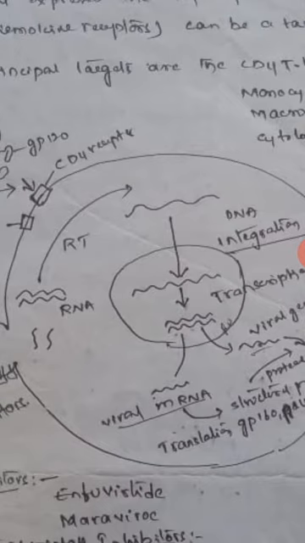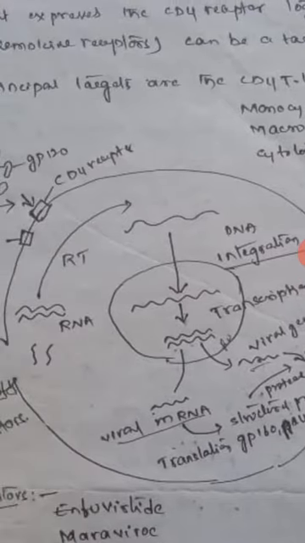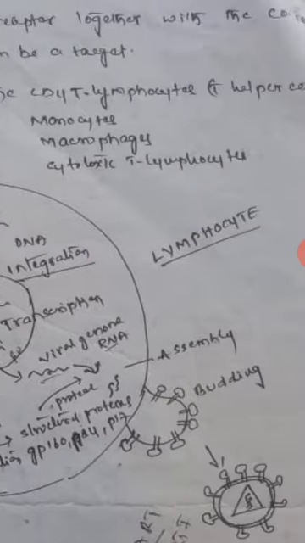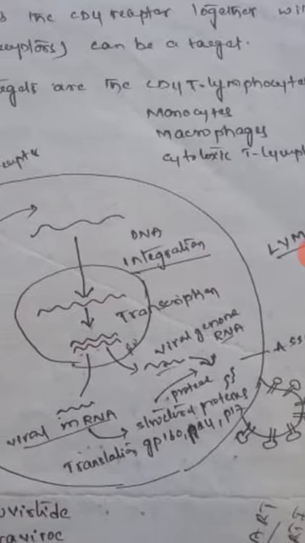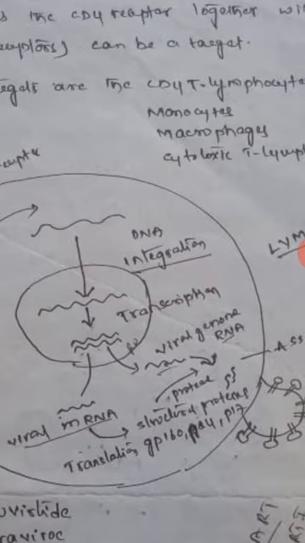Reverse transcriptase is also called RNA dependent DNA polymerase. Why DNA polymerase are you stressing? Because it synthesizes the DNA. That's why it's called RNA dependent DNA polymerase. So this is the first use of reverse transcriptase. Next, after the DNA is synthesized, it fuses with our host DNA.